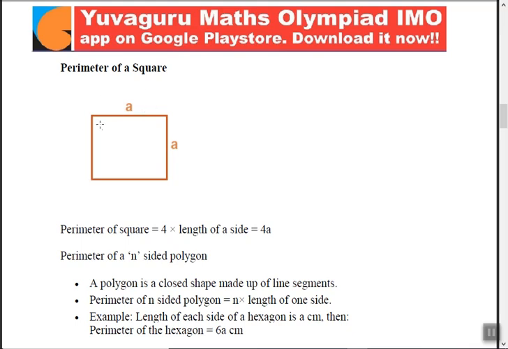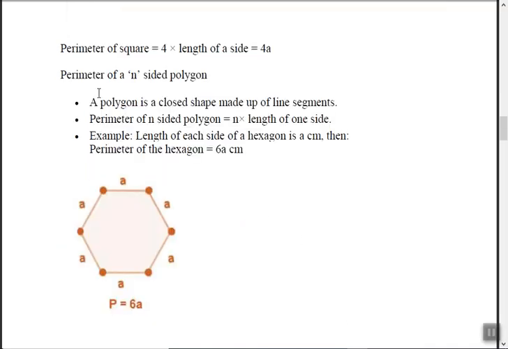Perimeter of a square. All sides equal. So what? Side plus side plus side plus side. 4 into side, because equal. So 4 into A, right? Now perimeter of an n-sided polygon. N-sided polygon means what? We are considering a regular polygon over here. What do you mean by regular? Regular means all the sides are equal. Only then this formula will apply.